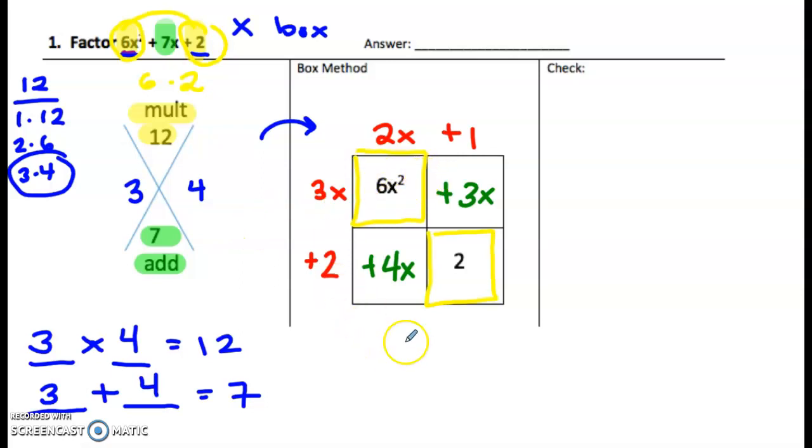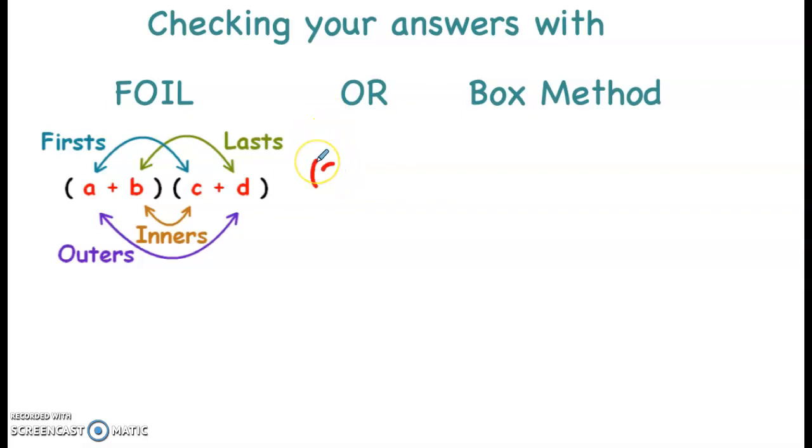So that is my answer. This factors to be 3x plus 2 and a 2x plus 1. Now, go ahead and write down the word check, because I'm going to show you two different ways to check these answers. So we have a 3x plus 2 and a 2x plus 1.